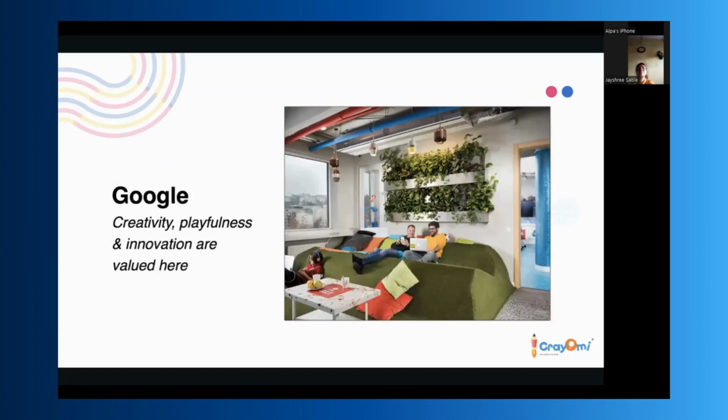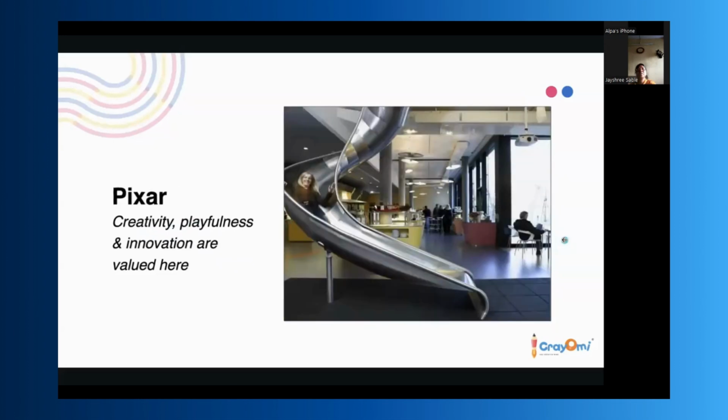Whereas when we look at offices like Google, okay, this is a Google office photo. Why are these kinds of things done? Because they focus a lot on creativity, playfulness, and innovation. That's more valued over here, right? This is the Pixar office. We see a lot of animated movies from Pixar. You can come from the office to the canteen by the slide, right?